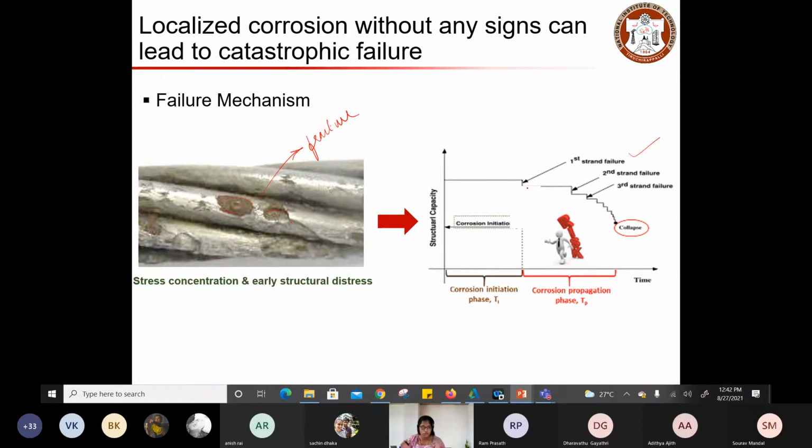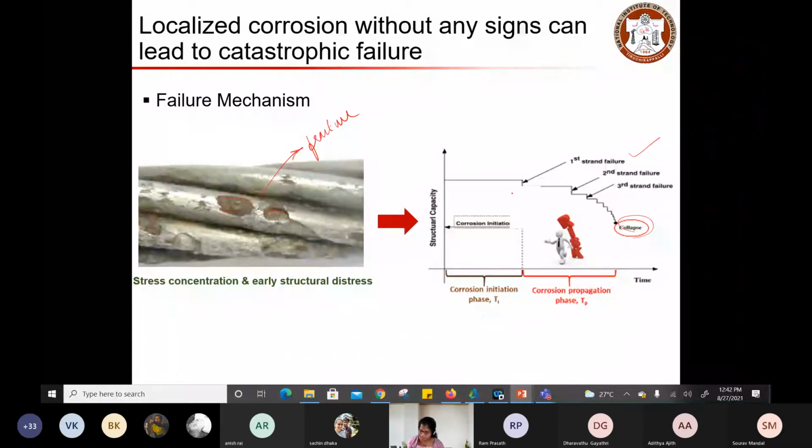And as I told, it is not going to stop with one wire. If you consider one pitch length, all the 6 wires in the pitch length are going to experience corrosion. And over time, you will observe such cross-sectional loss in other wires, eventually leading to rupture of those wires. When the subsequent wires fail, you will see further reduction in the structural capacity, and once it is reduced significantly, you will observe structural collapse.